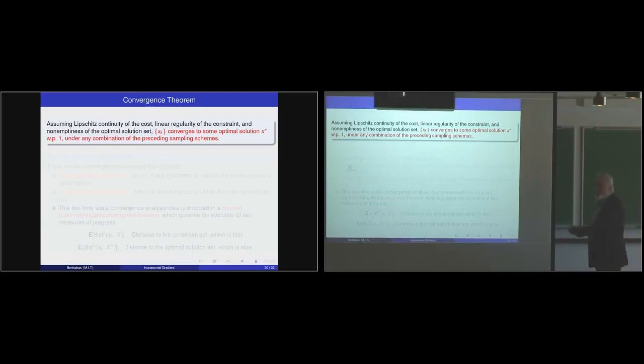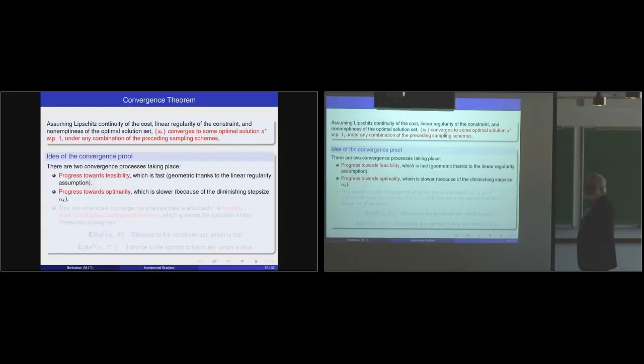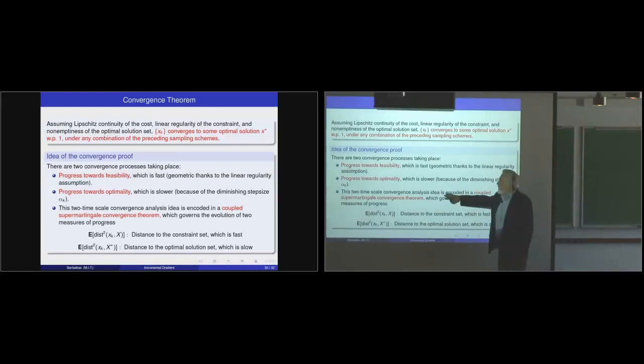So it's one theorem fits all, and the reason is that the convergence proof fits all. The idea of the convergence proof is that there are two convergence processes taking place: progress towards feasibility, which is geometric thanks to this linear regularity assumption, so the feasibility process goes fast; and progress towards optimality, which is slower because of the diminishing step size alpha_k. And then we use a two-time-scale convergence analysis idea in the context of a supermartingale convergence theorem that involves these two measures of convergence.